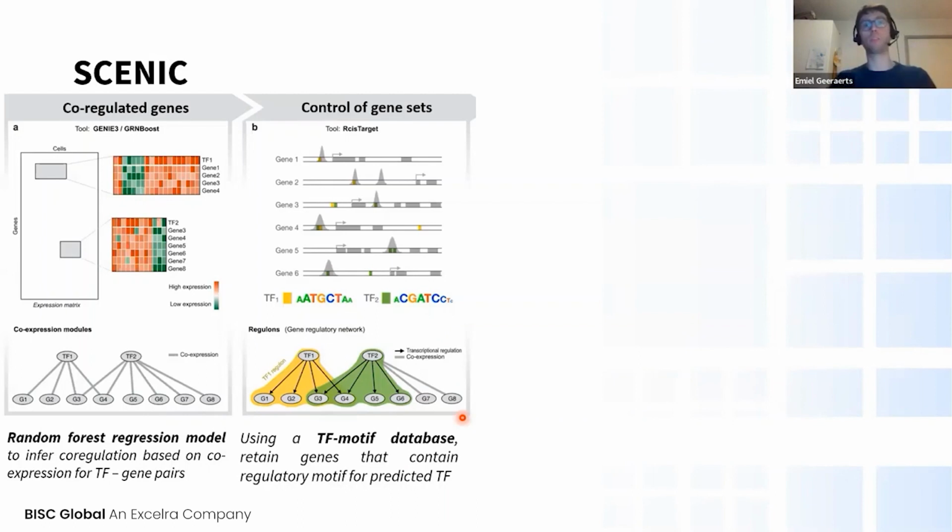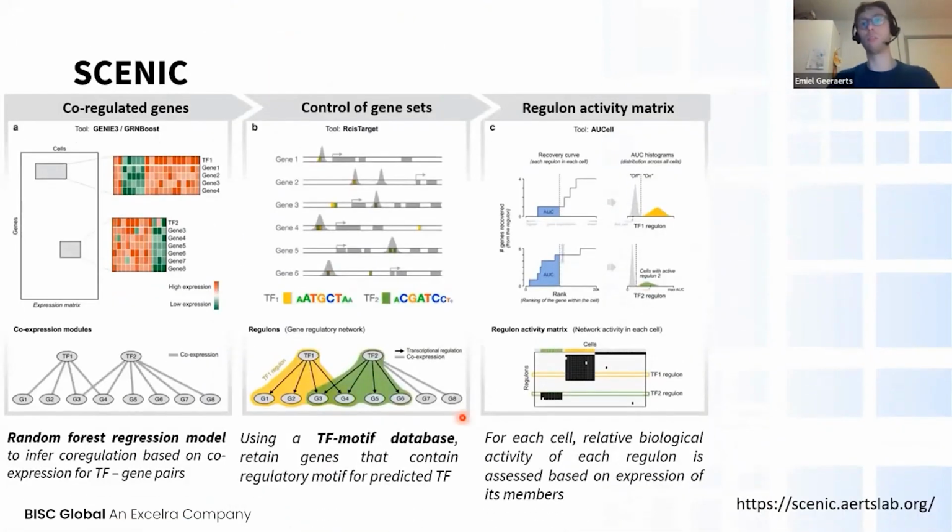So we end up with what SCENIC calls a regulon. That's a group of co-regulated genes that share a transcription factor motif. So that's the causal aspect of it. Then how does it use these regulons? It again creates a regulon activity matrix. For each regulon, it will check in each cell how active this regulon is. And this activity corresponds to the joint expression of all the genes in those regulons.